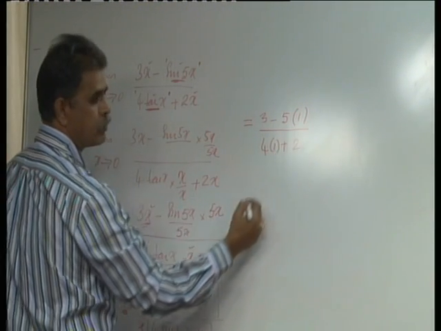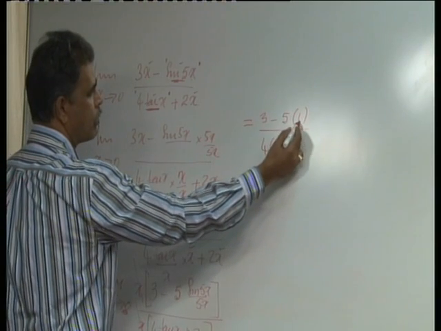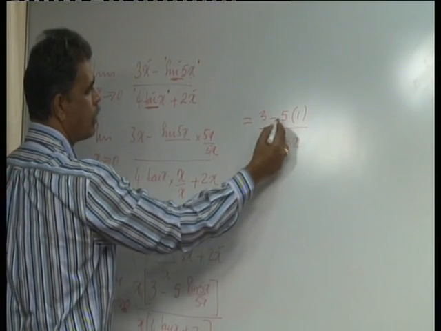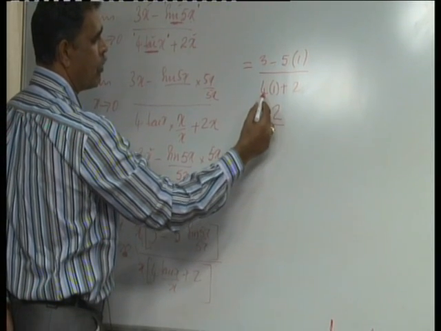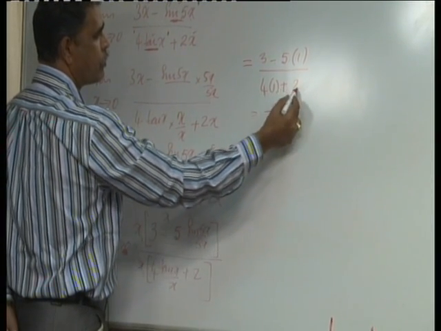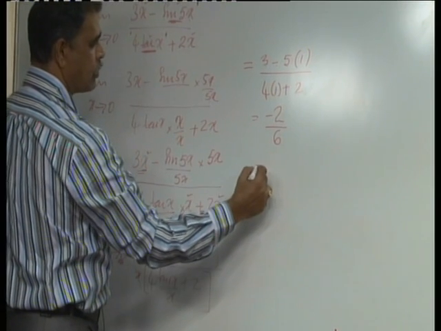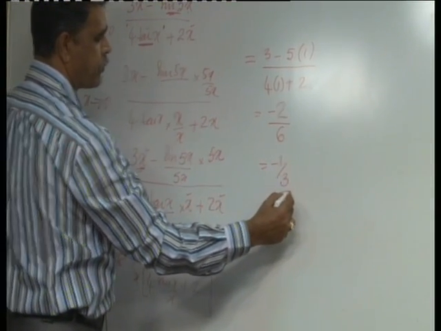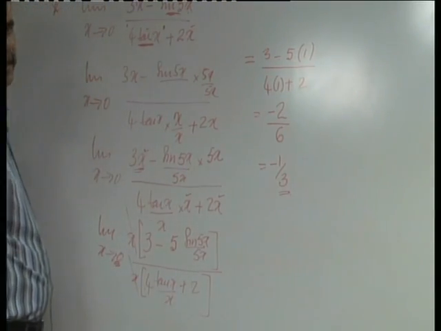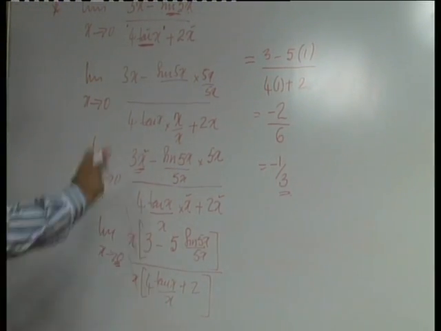plus 2. Simplify this: 5 into 1 is equal to 5, 3 minus 5 is minus 2, divided by 4 into 1, which is 4, 4 plus 2 is what? 6. This is equal to minus 1 divided by 3. This is the answer, you got it.